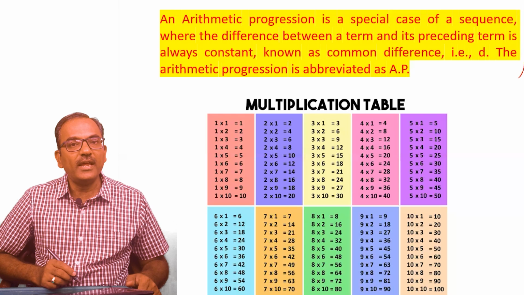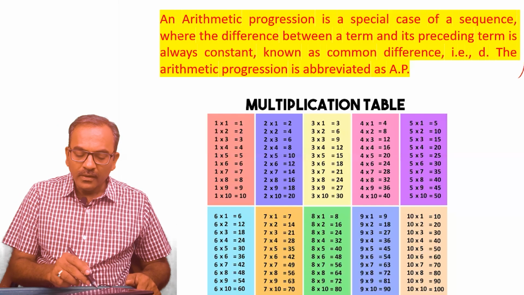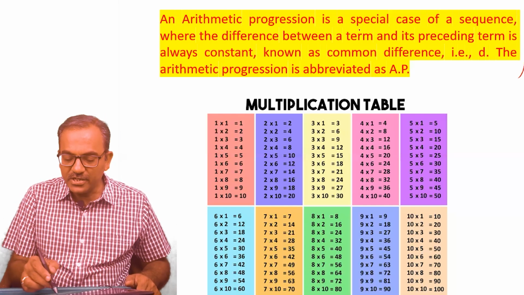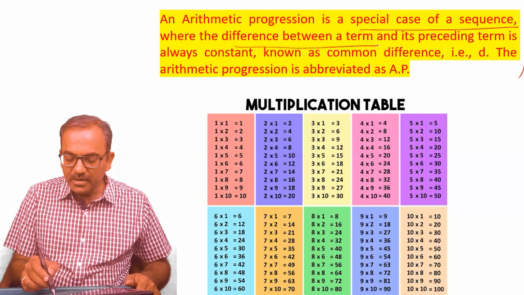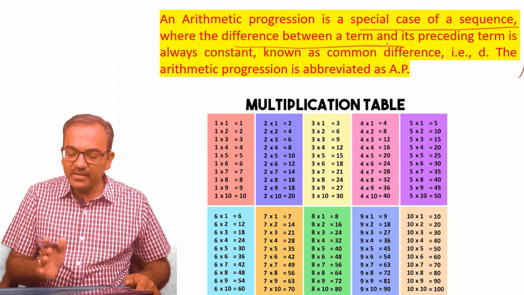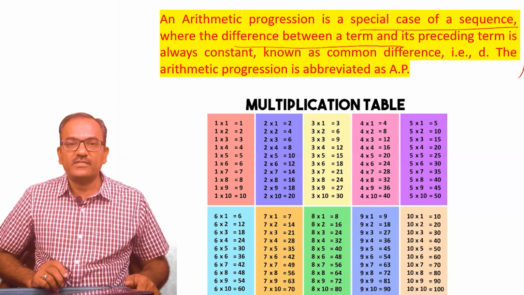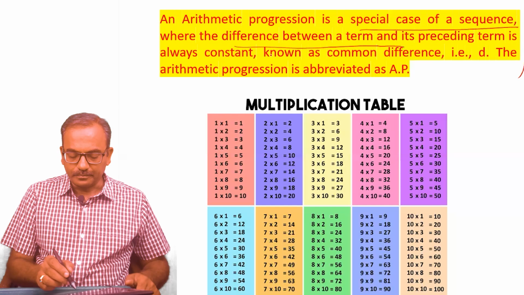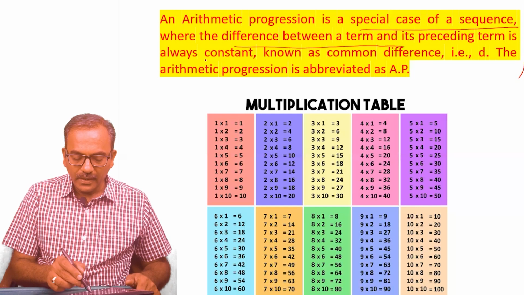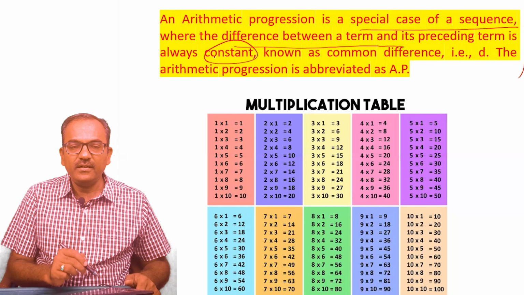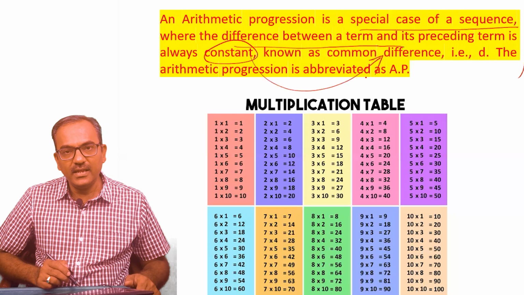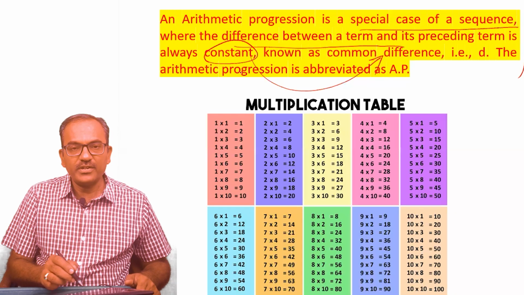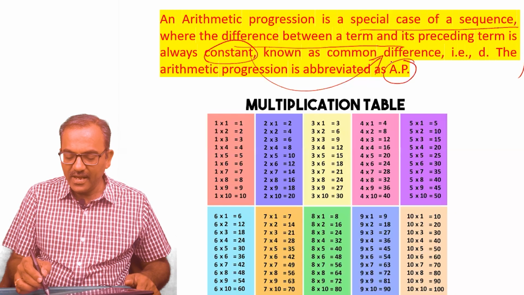Now let us see what AP is. An arithmetic progression is a special case of sequence where the difference between a term and its preceding term is always a constant, and that constant we call the common difference D. The arithmetic progression is abbreviated as AP.